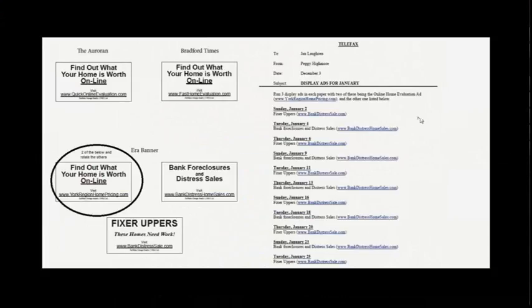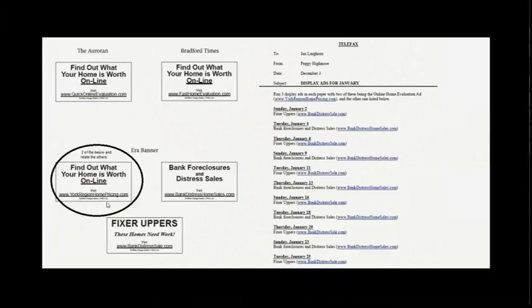Okay, so again, here is a fax from my assistant Peggy to Jan at the newspaper. And these are the display ads for the entire month of January. Okay, so on Sunday, January, here's the instructions at the top. It says, run 3 display ads in each paper, with 2 of these being the online home evaluation ad and the other one listed below.